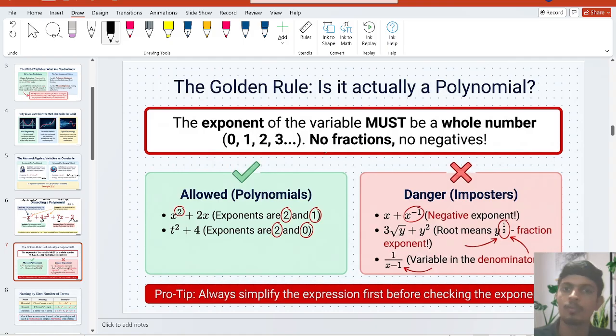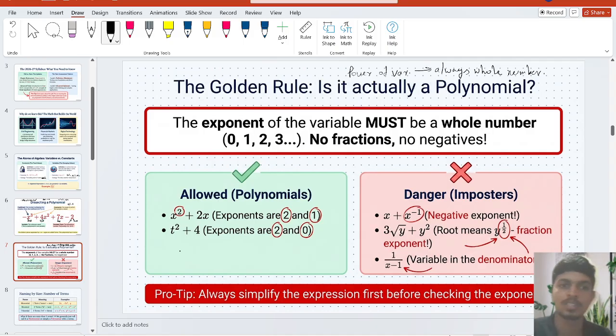The exponent of the variable must be a whole number like 0, 1, 2, 3, with no fractions and no negatives. It means we have to look at the power of the variable only. The power of the variable is always a whole number. Any expression in which the power of the variable is always a whole number is known as a polynomial.